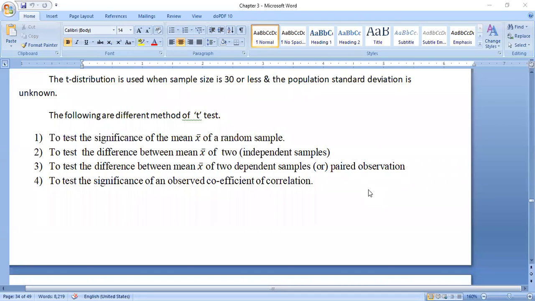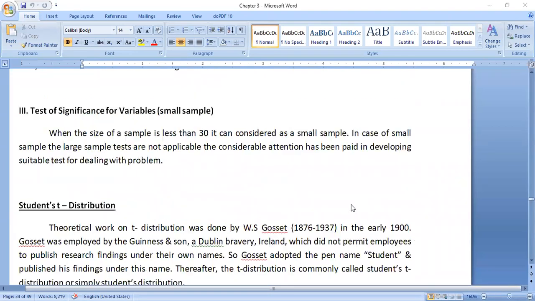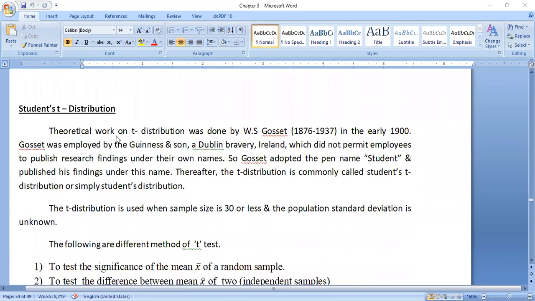In the previous class, we discussed the t distributions, the student t distribution. Today we are going to start tests of significance for variable small samples. Student t distribution: two topics we completed.